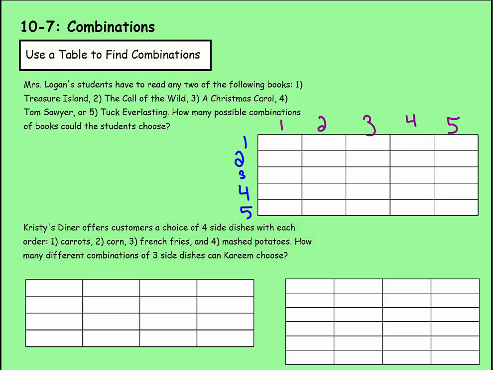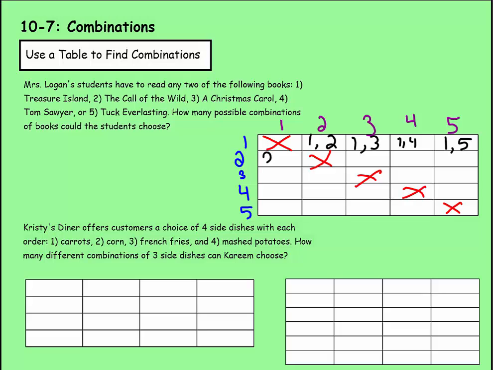So as we do our pairings here, we have 1 and 1. Well, you can't pick 1 and 1, so that one's out. As is 2 and 2. So is 3 and 3. You can't do that. And I'm going to go right down the line. 4 and 4 you can't combine. And 5 and 5 you can't combine. So now let's use the rows. We have book 1 and book 2. That's a combination. 1 and 3, 1 and 4, 1 and 5.